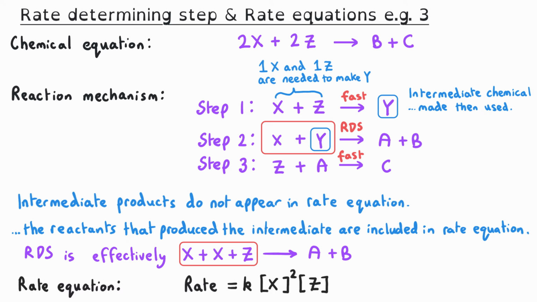And so therefore, the rate equation will be showing rate equals K, X squared, because X effectively appears twice in the rate determining step, once by itself and once in Y, and then Z to the power 1, because Z also appears in the rate determining step as a chemical that's required to make the intermediate.